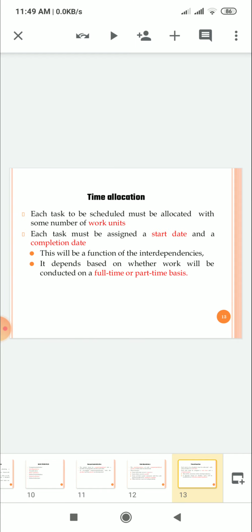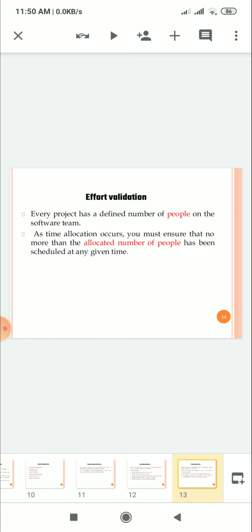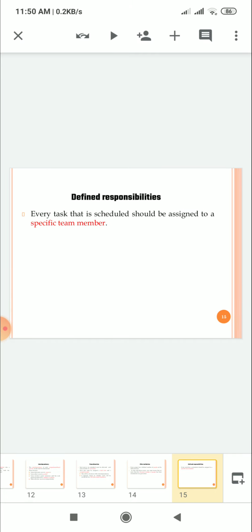That is time allocation. Each task must be allocated some number of work units. Each task must be assigned a start date and a completion date. This will be a function of the interdependencies. It depends on whether work will be conducted on a full-time or part-time basis. Another is effort validation. Every project has a defined number of people on the software team. As time allocation occurs, you must ensure that no more than the allocated number of people has been scheduled at a given time.